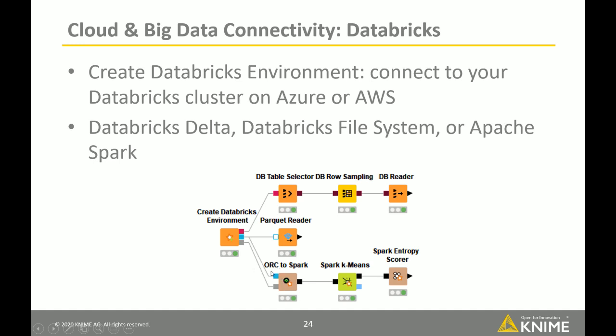So here we have an ORC to Spark node, which then goes to a Spark k-means node to build an unsupervised clustering model, and then a Spark entropy score to actually figure out how well that model is performing. So there's all sorts of different stuff you can do here, and the idea is that the processing you're doing is actually happening on your cluster. You're not bringing data back to KNIME unless you specifically tell it to. All the processing on your large data sets is happening out there where you have the CPU and computing resources to back it up. But you still have this visual way of orchestrating what's going on with your analysis.